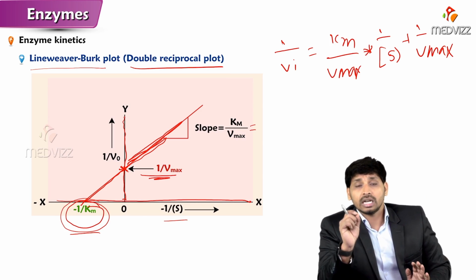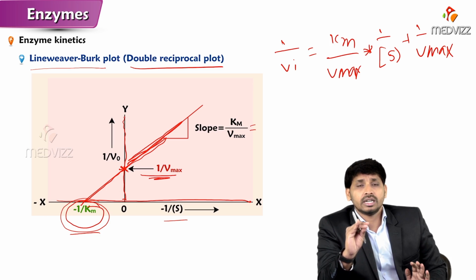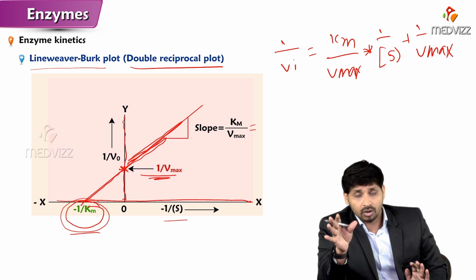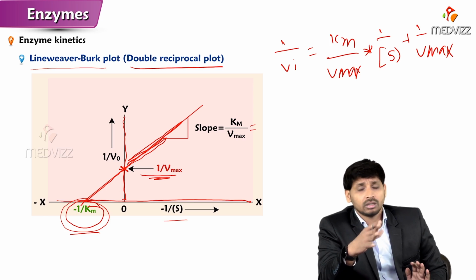So what is the advantage? One is to calculate the Vmax. In the case of the Michaelis-Menten equation, it is time taking and also requires a higher concentration of substrate. In the case of the Lineweaver-Burk plot, there is no need for a higher substrate concentration, and the duration of time is also less.